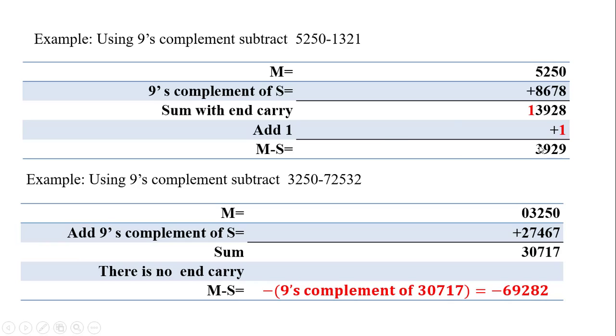This is the same question as we performed in tens complement using this number. Again, M add the nines complement of S, and this is the sum. Look, there is no end carry. So to find this subtraction, take the nines complement of 30717 and place a negative sign in front. So this is the number.